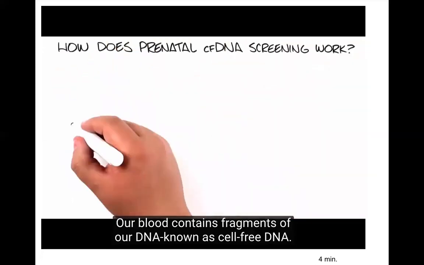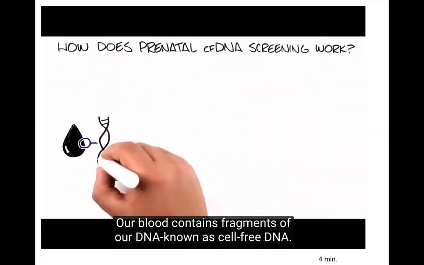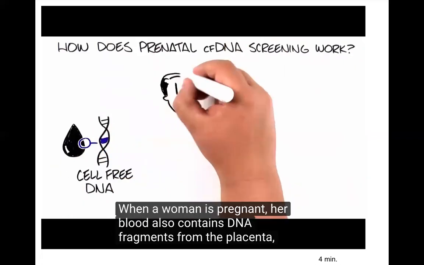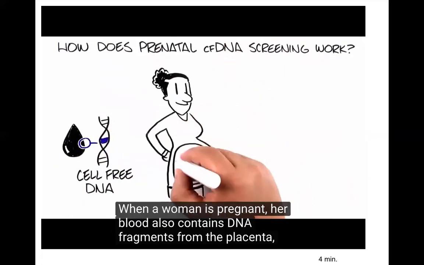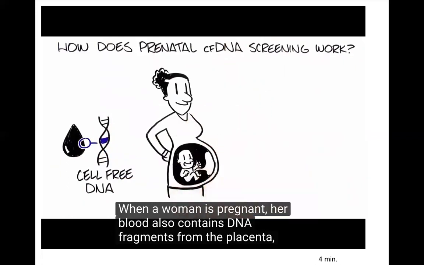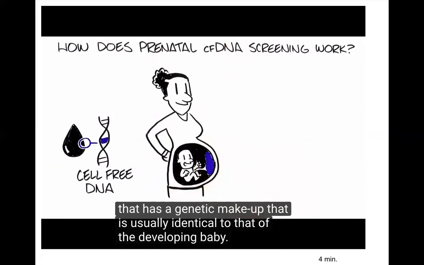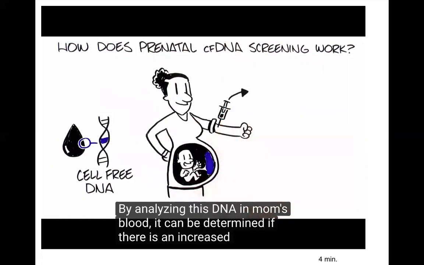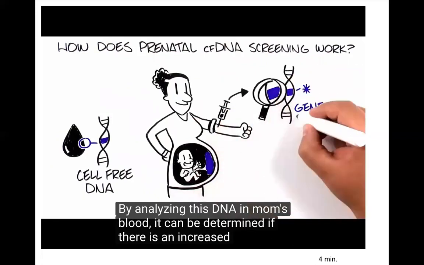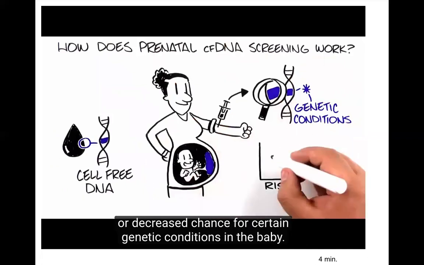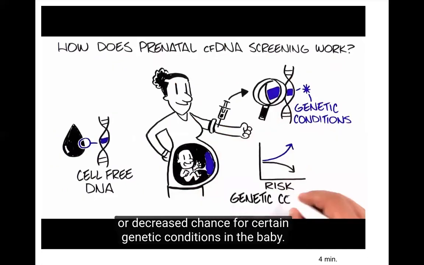Our blood contains fragments of our DNA, known as cell-free DNA. When a woman is pregnant, her blood also contains DNA fragments from the placenta that has a genetic makeup that is usually identical to that of the developing baby. By analyzing this DNA in mom's blood, it can be determined if there is an increased or decreased chance for certain genetic conditions in the baby.